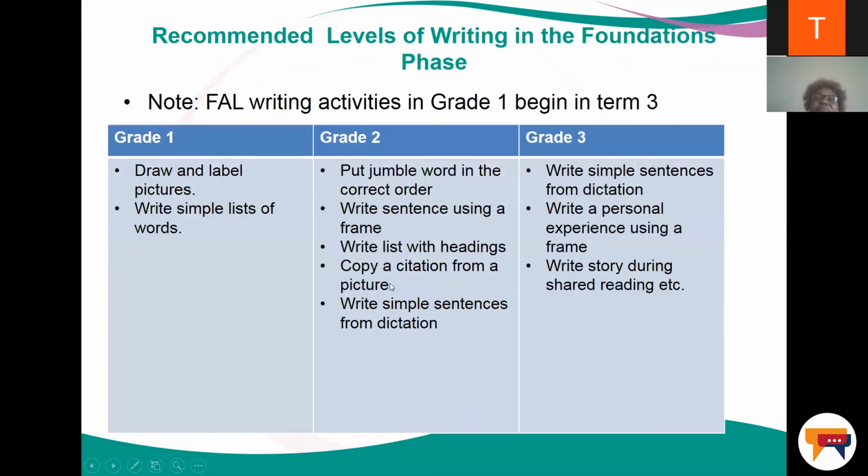But these are the levels of writing in grade 1, 2, and 3 of the same grade R. They draw and label pictures. They write a simple list of words. They put jumbled words in the correct order. They write sentences. But these words, they can't write them if they can't read. And the words must also be of different levels. They must vary of different levels.